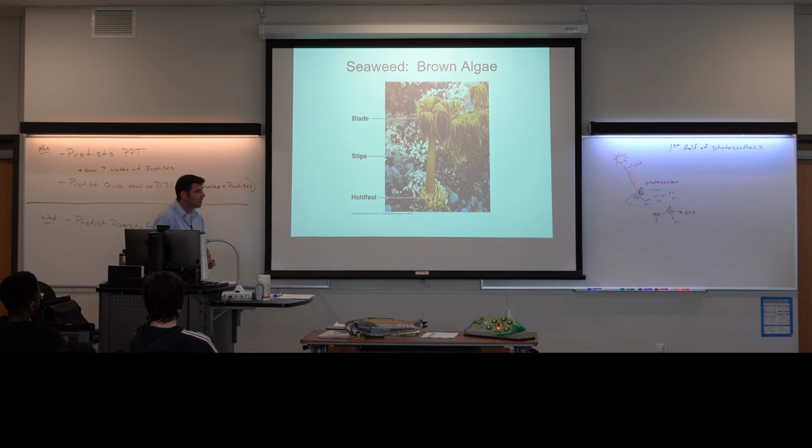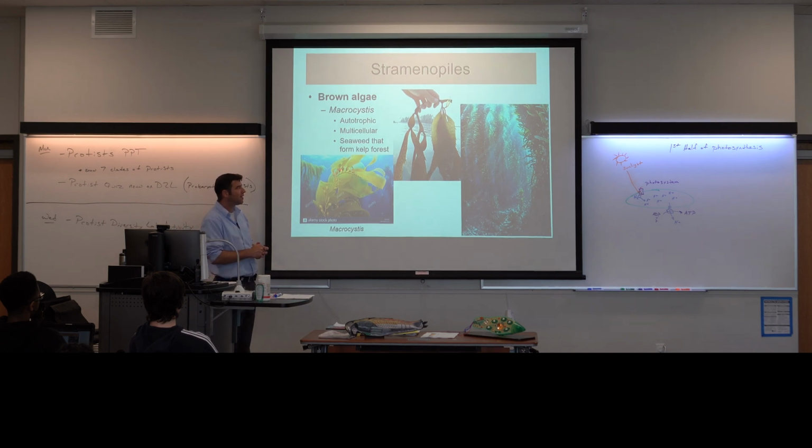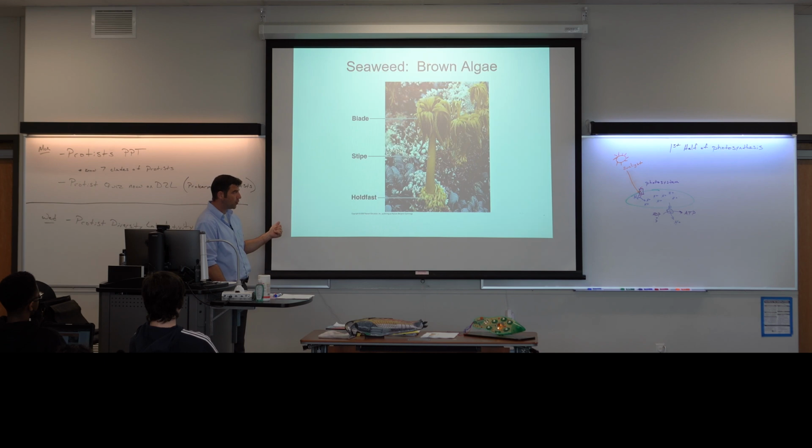But you can see cell differentiation for anchor points, for supporting the photosynthetic parts. Even on this previous picture, we saw some cells specialized into floats that carry those blade parts up close to the surface. Again, maximizing photosynthesis. So brown algae, our first multicellular protist.